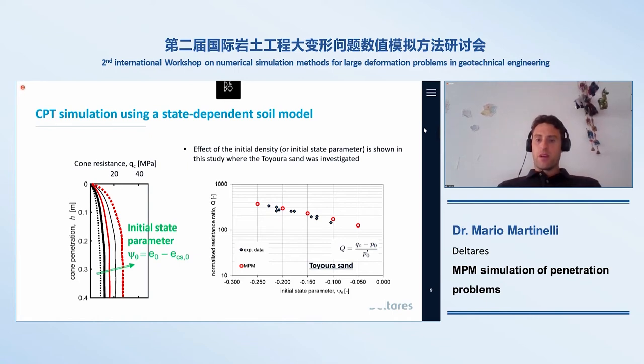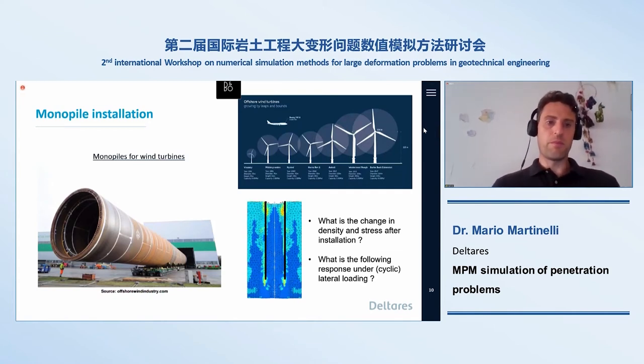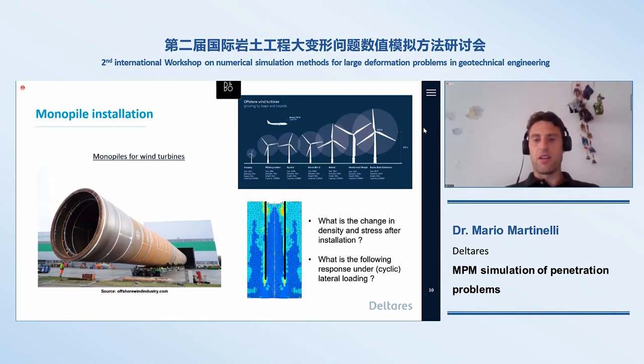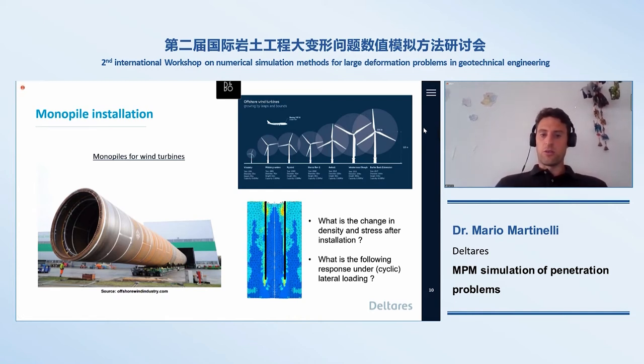But also, the other topic was basically pile installation. Over the last 10 years, there was a large research interest and also industrial interest around monopile installation. Monopile installations are needed for the construction of wind farms, and you see here a picture of wind turbines that are progressively becoming bigger and bigger, and so these are the piles that you nowadays expect to construct, to build.